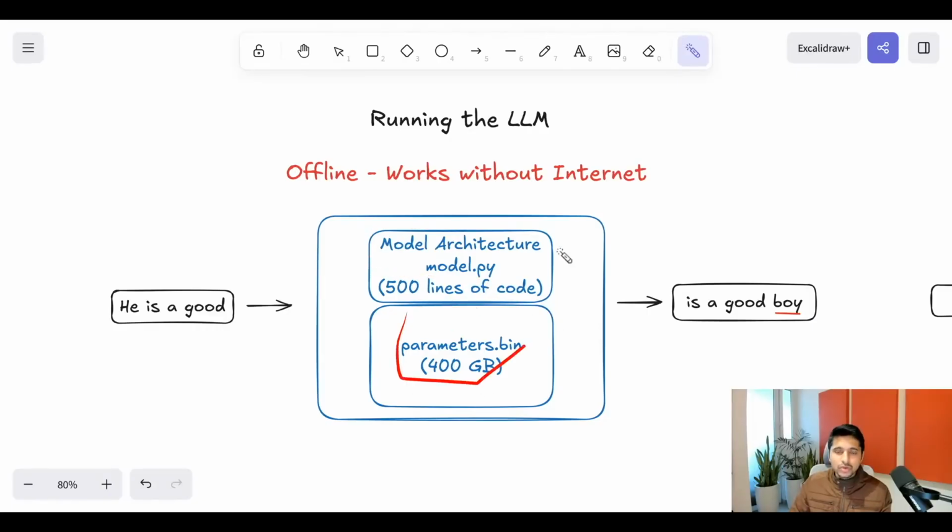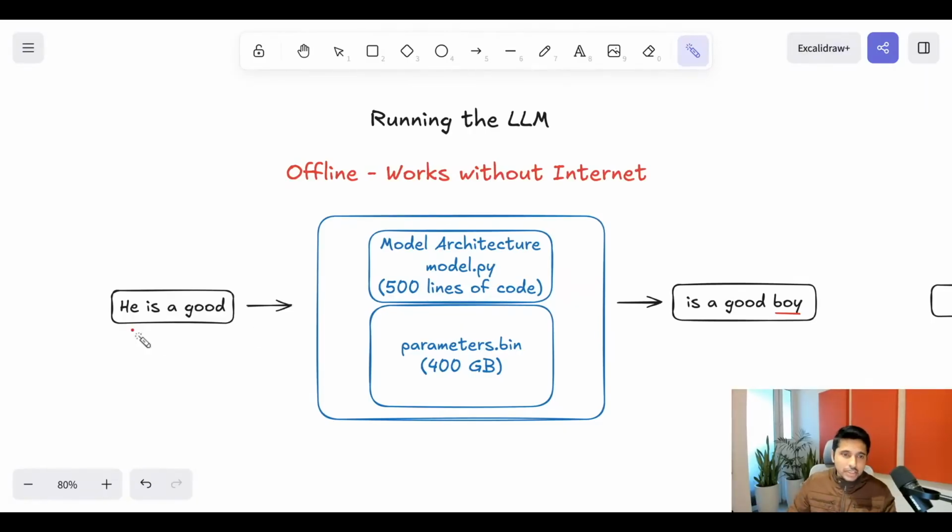So two files you will download, model.py and the parameters.bin, effectively, right? Now this is a directory on your laptop, and in that folder you will have model.py and the parameters.bin. That's it. And now you switch off your internet, right? No need of internet at all.